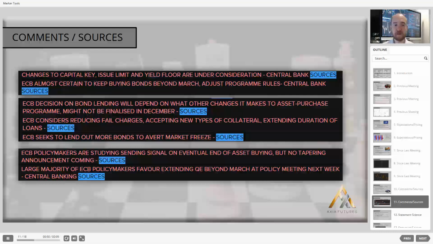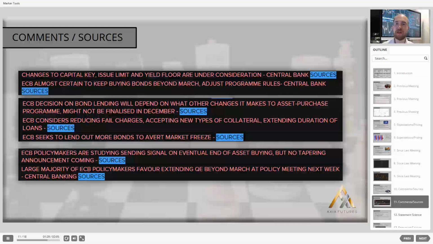Next up, ECB seeks to lend more bonds. This was a way to alleviate those problems in the repo market, the reason why we saw German 2 years with a much lower yield. So that's an attempt to solve this problem, or sources believe it could be an attempt to do so. But bond lending will depend on other changes it makes to the asset purchase programme, and may not be finalised in December. So effectively what they're saying is the ECB can lend bonds, but it may also impact what else they do with their asset purchases.